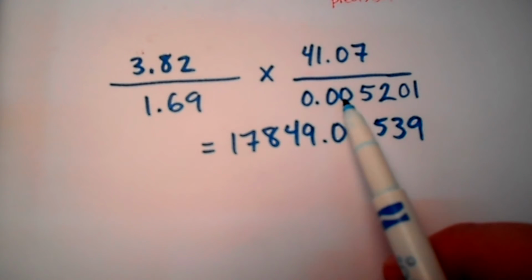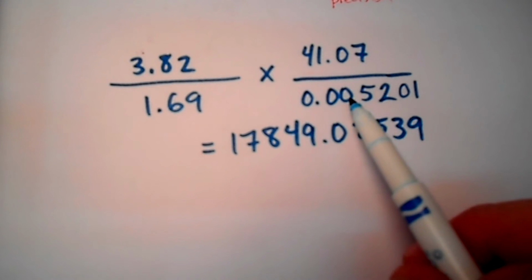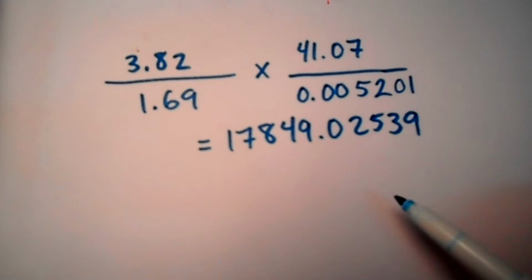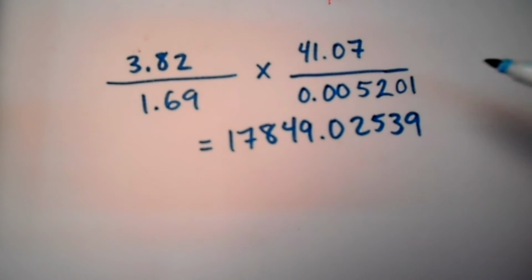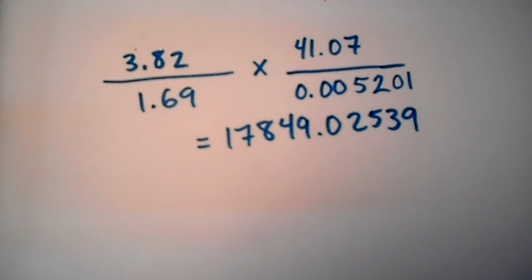0.00, those first 3 zeros are just placeholders telling you how small that number is. So they are not significant. But the 5, 2, 0, 1, those are significant. So I've got 4 sig figs here. Again, 3, 3, 4, and 4. So my answer must have 3 significant figures.